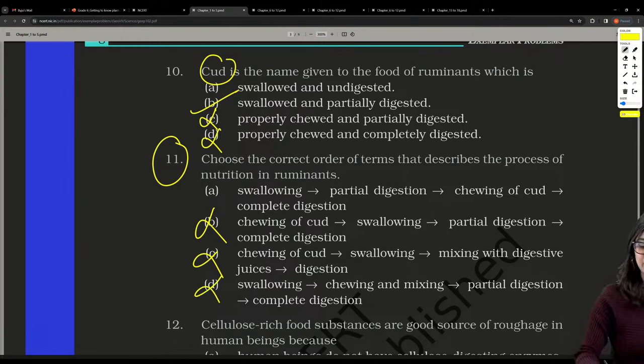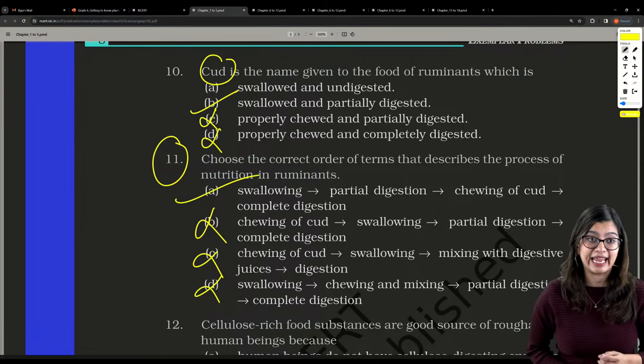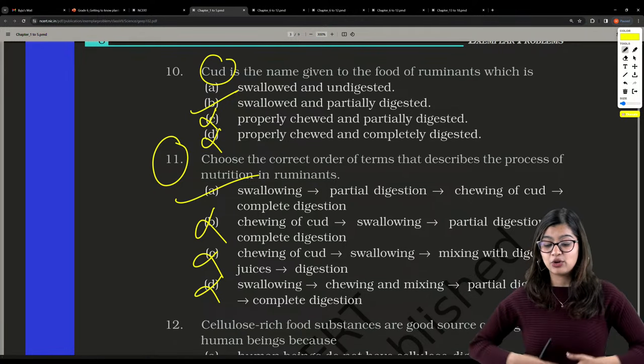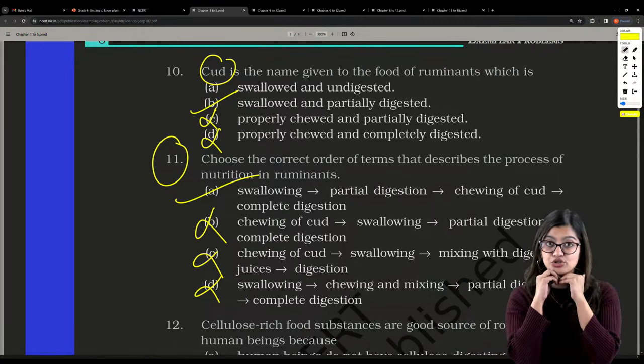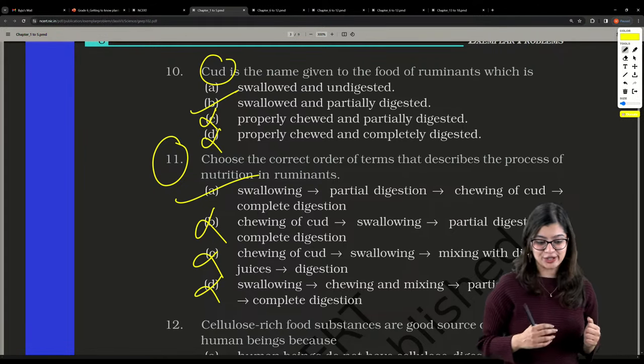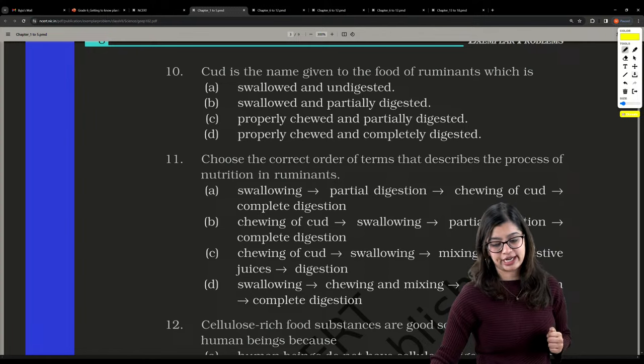No. So we know the correct answer is option A, right? Swallowing, partial digestion, right? Then we know that it comes back into the mouth for chewing of cud. Then it goes back for complete digestion. So the correct answer is option A.